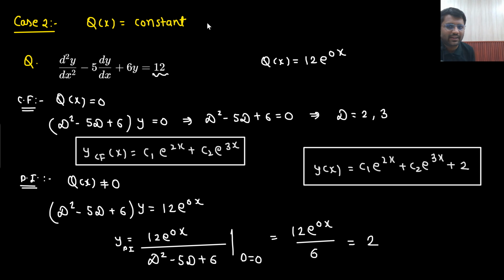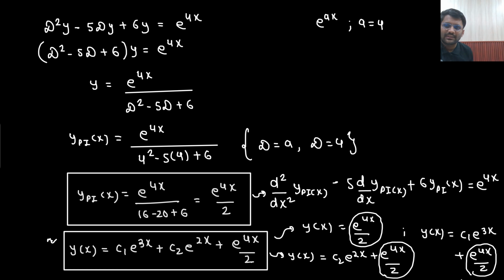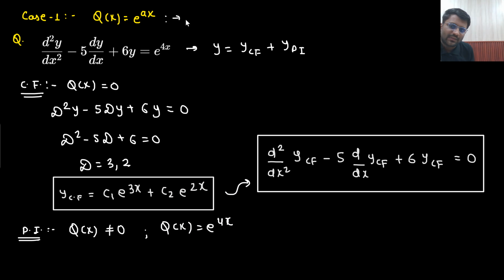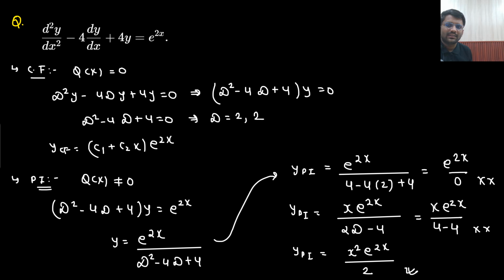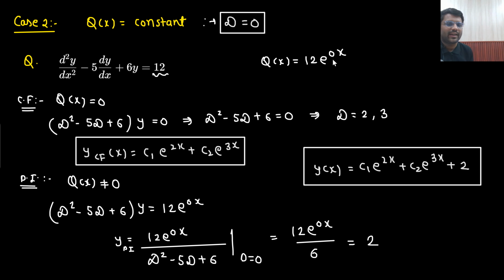So for constant, sir, very simple case. What is the case for constant? That d equals 0 you need to put, that's it. For e to the power ax, what was the case? Sir, for e to the power ax, the case was that d equals a you need to put, that's it. Understandable? And for constant, the case is that d equals 0 you need to put. It has come from exponential only, because constant can be written as constant into exponential to the power 0x. Exponential to the power 0x means the value of a is 0 only, so you are putting d equals 0. So when I put d equals 0 here, what am I getting? 12 by 6, answer is 2. So this is my PI. So c1 e to the power 2x plus c2 e to the power 3x plus 2.